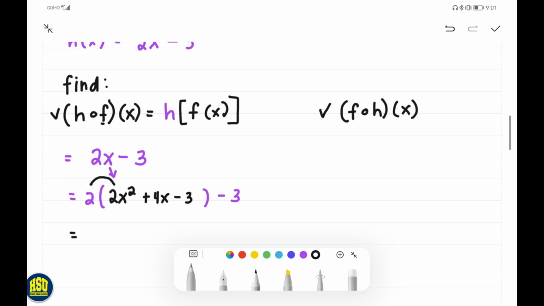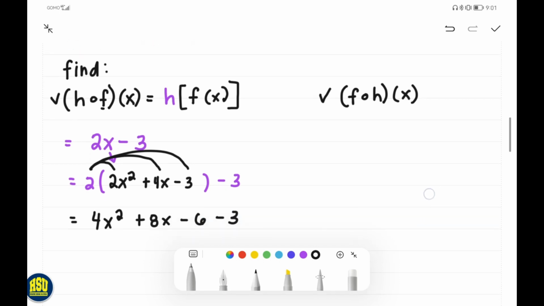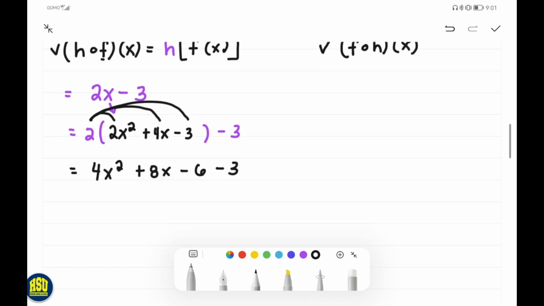2 times 2x squared, so this is 4x squared. Then 2 times 4x, this is 8x. Then 2 times negative 3, so this is equal siya sa negative 6. Then minus 3. So in this case, if we are going to simplify, we will have 4x squared plus 8x, then minus 9. So this is now the value of our h composite of f of x.